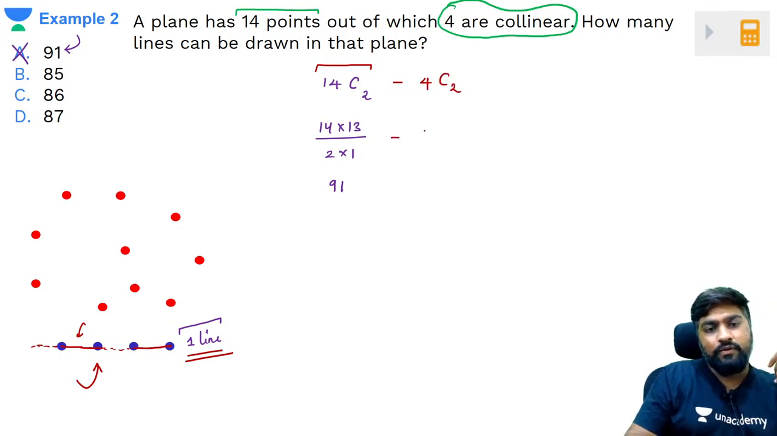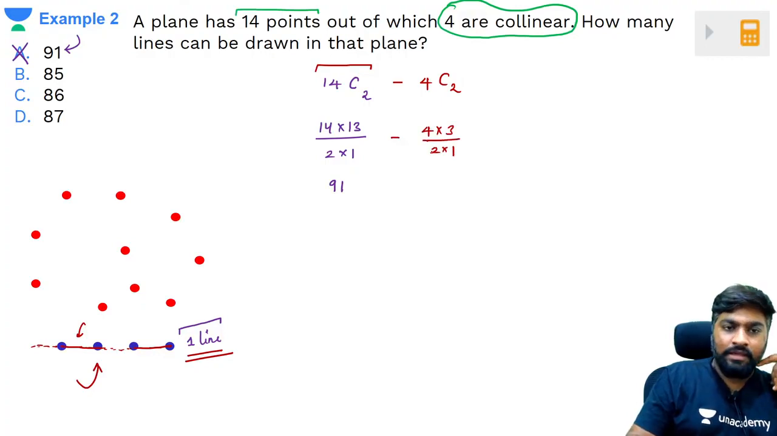Yes. So what is 4C2? 4 times 3 by 2 factorial. That is nothing but 6. Yes, so 91 minus 6, 85 is there in the answer choice list. Very good, good for us. But do you really think 85 is going to be our answer?